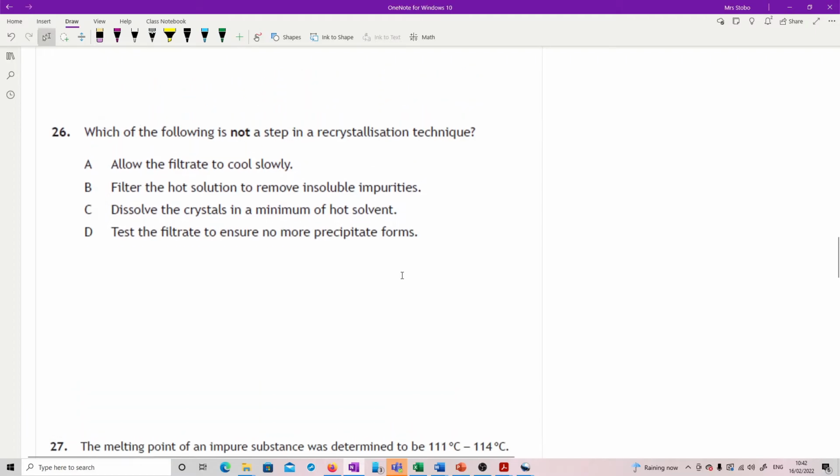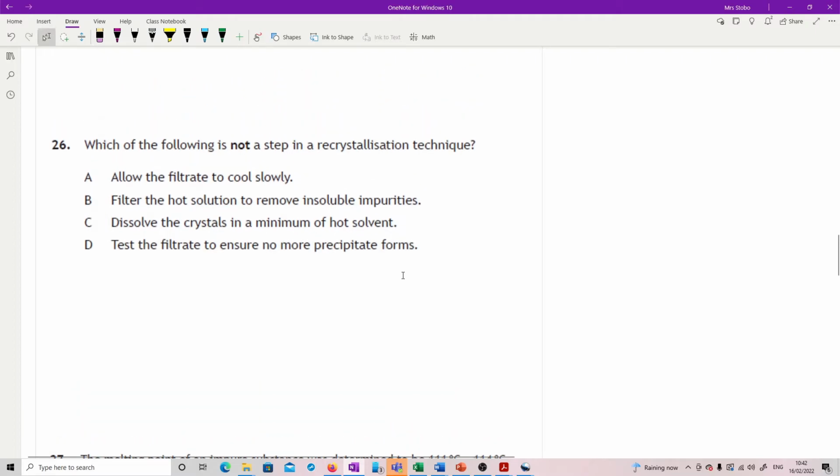So B. Question 26. Which of the following is not a step in a recrystallization technique? Okay.